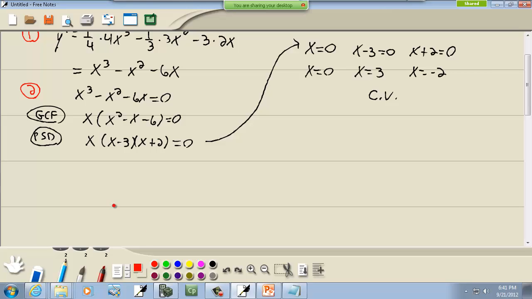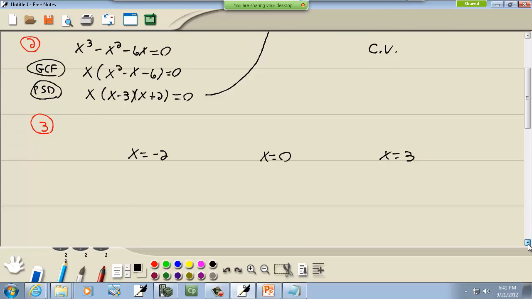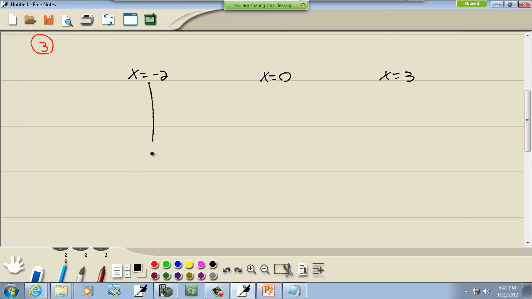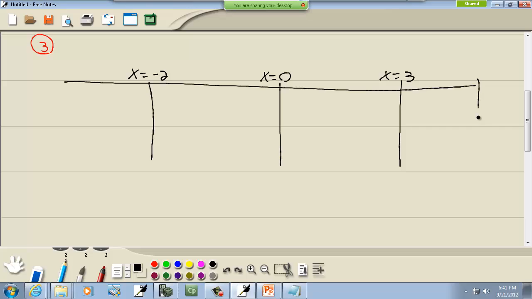So step 3, build a table of intervals. Well, our smallest one is negative 2. So it goes first. Our next one is 0, so it comes second. Then our largest one is 3. And we're going to build a table of intervals. There we go. And clear over here again is negative infinity. Clear over here is positive infinity.